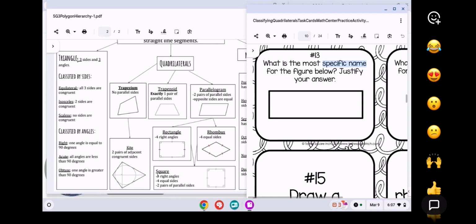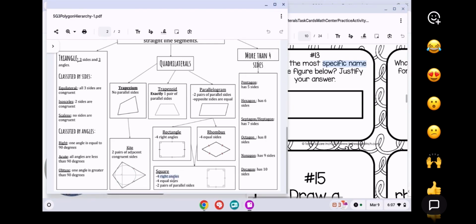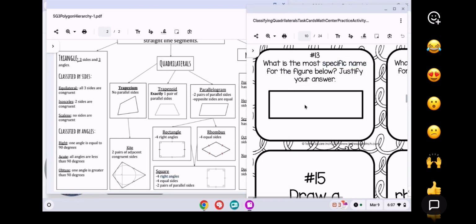Underneath rectangle, the arrow goes to square. A square has to have 4 right angles, which we said this shape has. It has to have 4 equal sides. Does this have 4 equal sides? No, so it's not a square. I'm going to go back up to the last one that I said yes on. It is indeed a rectangle.